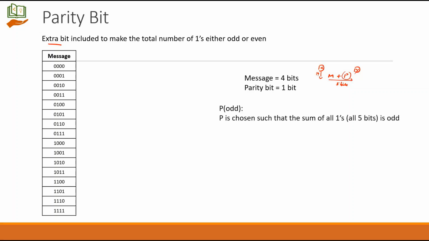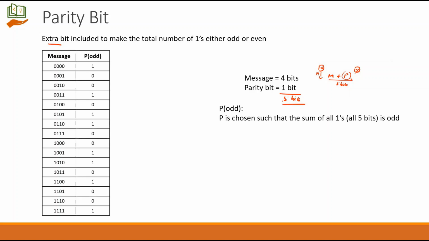What is odd parity bit? P is chosen such that the sum of all ones, all the 5 bits together, is odd. So let's take the odd parity here. Now the message has 4 zeros. There are no ones. We can say there are 0 ones.